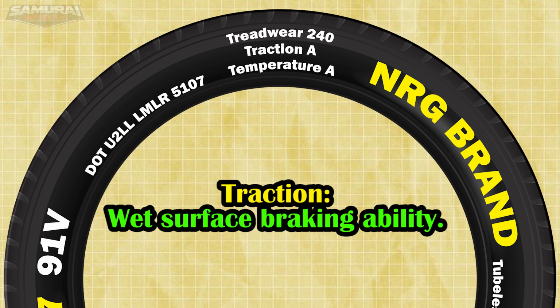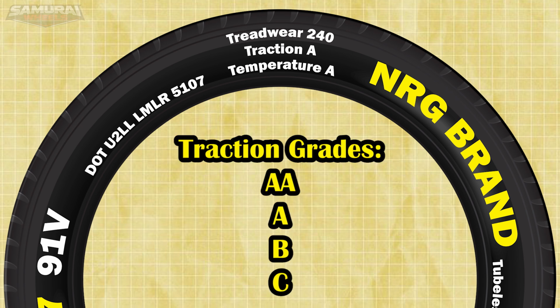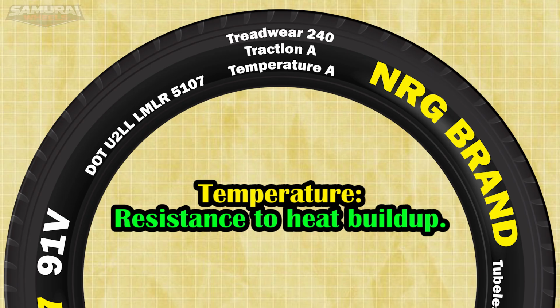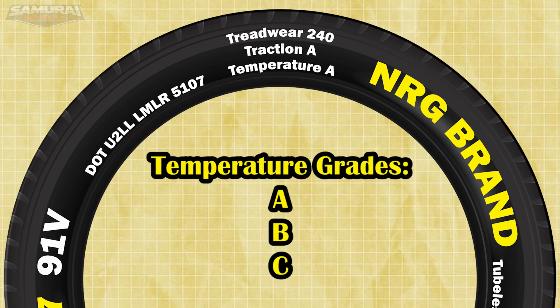Traction: wet surface braking ability. Rated AA, A, B, or C, it shows how well the tire stops on wet roads. AA is best, C is the lowest. Temperature: resistance to heat buildup. Rated A, B, or C, it shows the tire's ability to resist heat at high speeds. A is best, C is minimum acceptable.